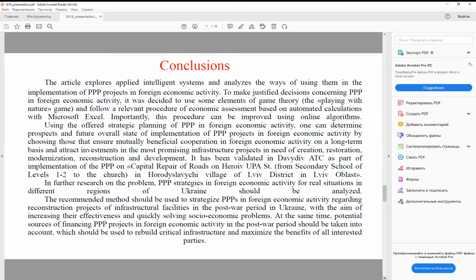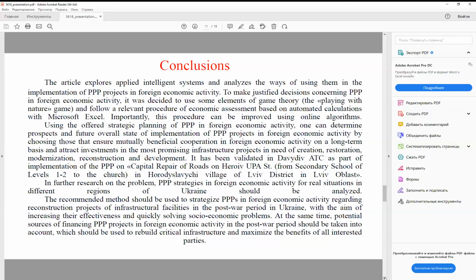It was decided to use some elements of game theory, the game with nature, and follow a relevant procedure of economic assessment based on automated calculation with Microsoft Excel. Importantly, this procedure can be improved using an online algorithm. The recommended method should be used to strategize PPPs in foreign economic activity regarding a reconstruction project of infrastructural facilities in the post-war period in Ukraine, with the aim of increasing effectiveness and quickly solving socioeconomic problems.